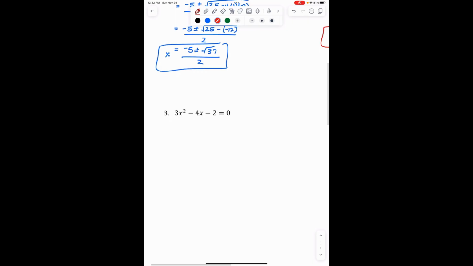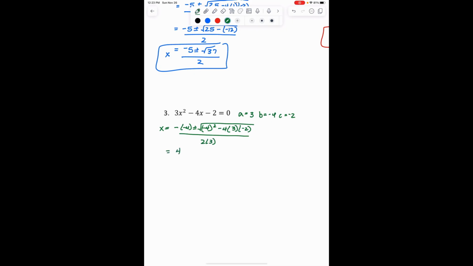Now for number 3, same stuff. One side is 0. So, let's identify a is 3, b is negative 4, and c is negative 2. So if we throw this stuff in here, we go negative, negative 4, plus or minus negative 4 squared minus 4 times a is 3, c is negative 2, all over 2 times a, so 2 times 3.